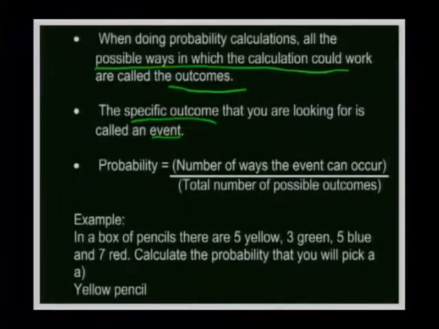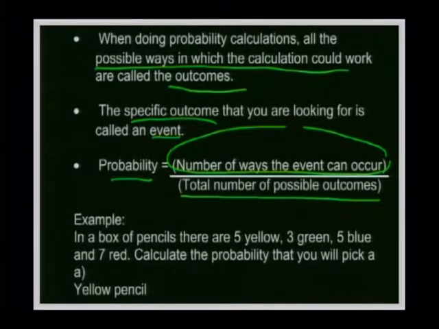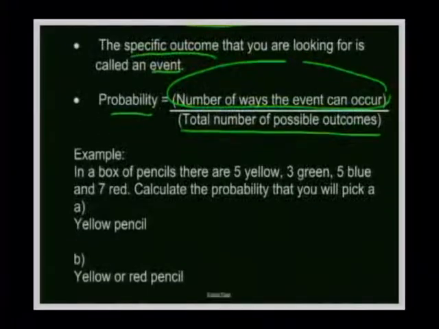And that's why our formula is the probability is equal to the number of ways that the event can occur, out of the total number of possible outcomes. So what's important for us today is to actually work out that total possible number of outcomes, and then we can work out the probability of a single event occurring. Let's look at an example.